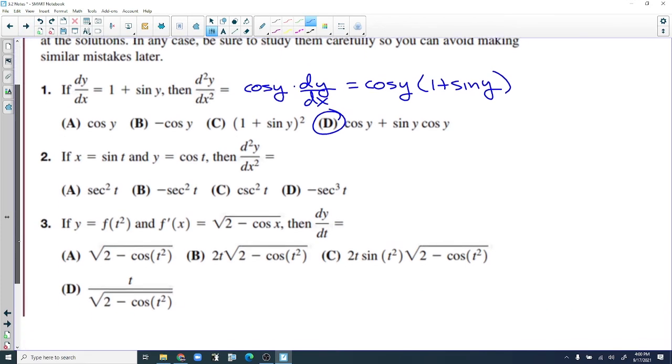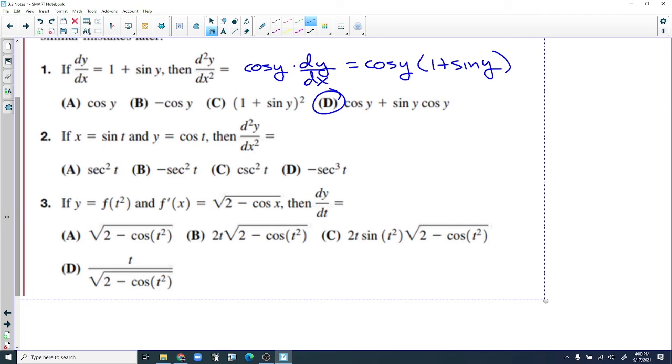If x equals sine of t and y equals cosine of t, then the second derivative would be, all right, I gotta be careful here because they say it's easy to make these mistakes, I guess. Cosine of t, so dy is negative sine of t over, so dy/dx is negative sine of t over cosine of t. Now that's equal to negative tangent of t. So the second derivative is negative secant squared t. Negative secant squared t. Letter B.